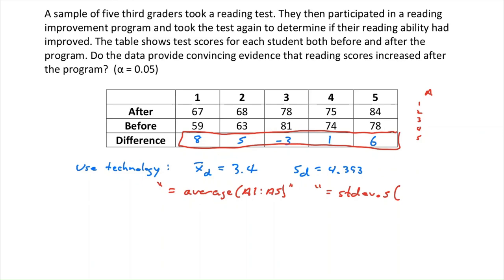Then, same thing, A1 to A5, because we want the standard deviation of the values in those cells. That's how you'd use Excel or Google Sheets. I believe this is the correct notation, but if you start typing STD, you will see it. Just make sure you choose the .S and not the .P. You should then get the numbers I have written down here on the screen.